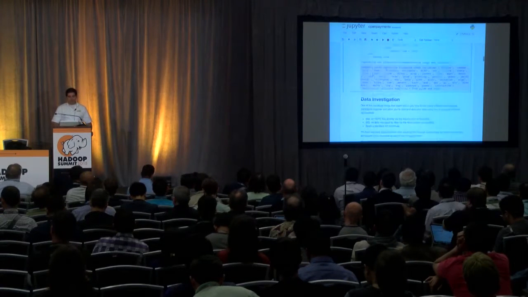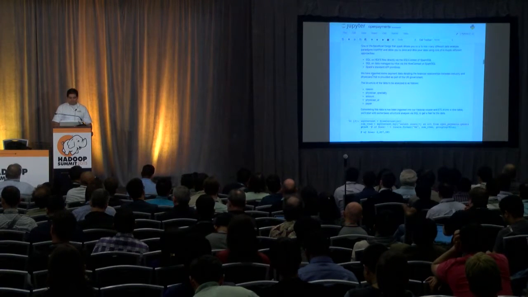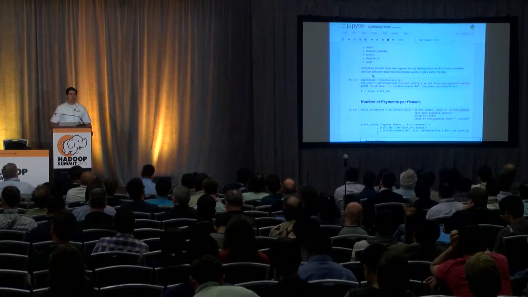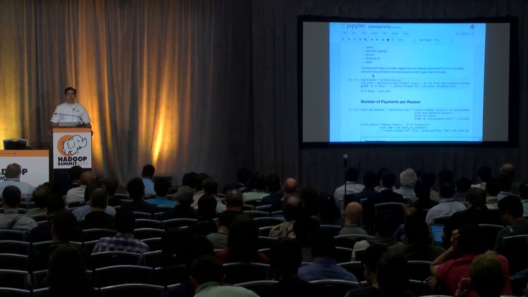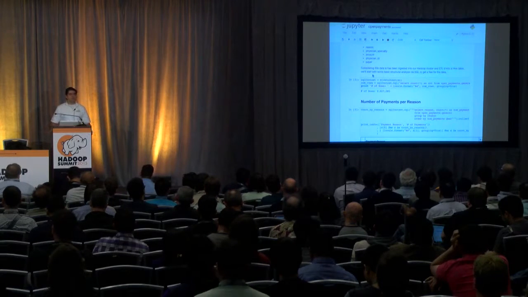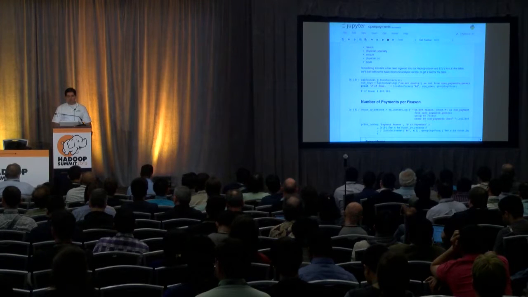So the first thing we're going to do is data investigation. I know this is a data science talk and you didn't come for data investigation, but it's part of every data science project: understanding the data. So let's get a sense of how many rows there are.